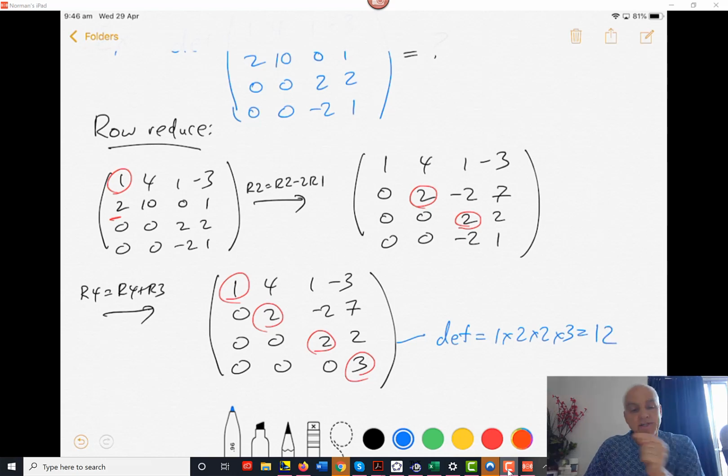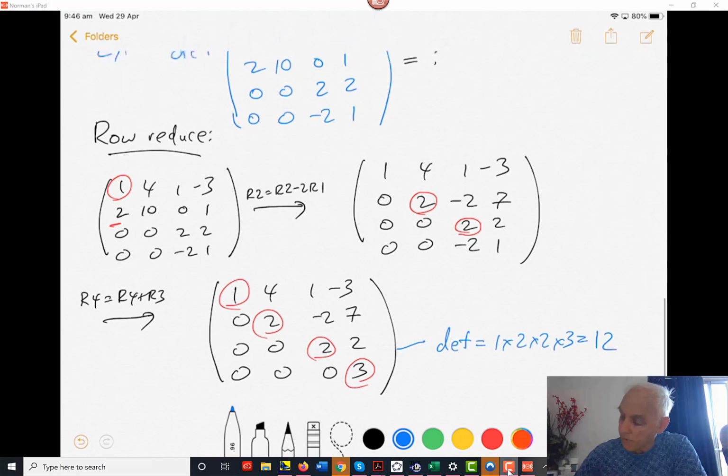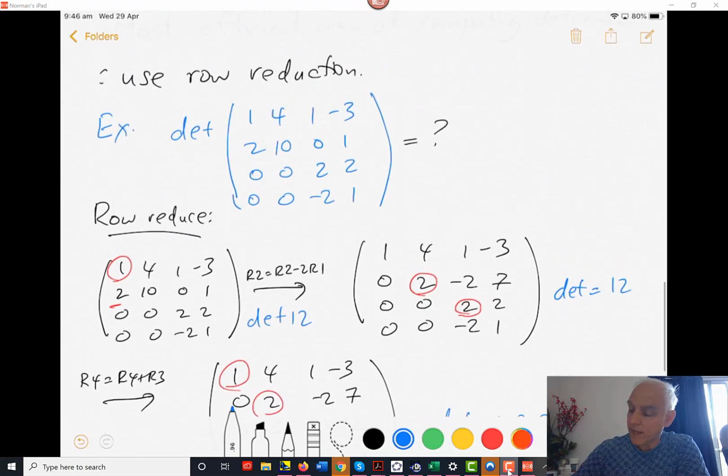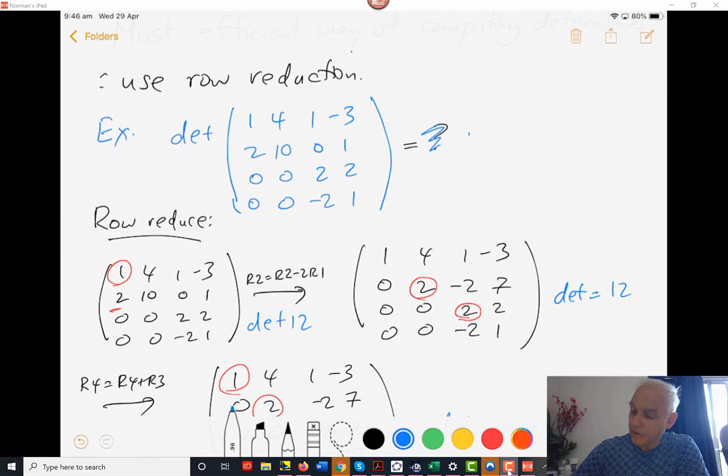So now the steps that we performed were all of the kind adding a multiple of one row to another. And crucially, that operation does not change the determinant. So the determinant of this thing was also equal to 12, and the determinant of this thing was also equal to 12. That's what we originally wanted to calculate. So this thing is, in fact, 12.